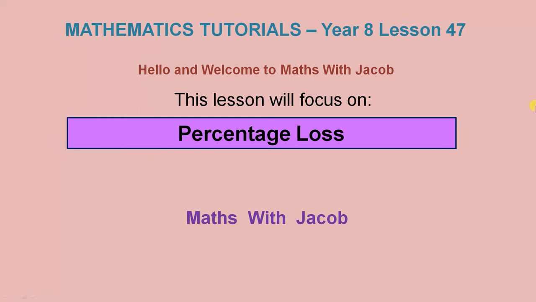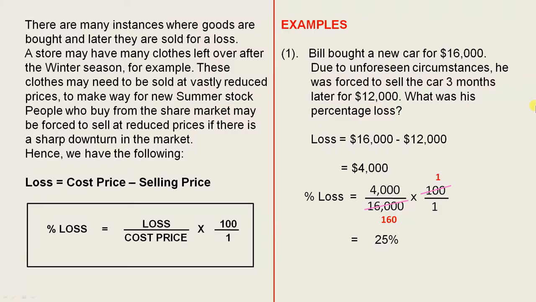This lesson will focus on percentage loss. There are many instances where goods are bought and later they are sold for a loss. A store may have many clothes left over after the winter season, for example. These clothes may need to be sold at vastly reduced prices to make way for new summer stock.